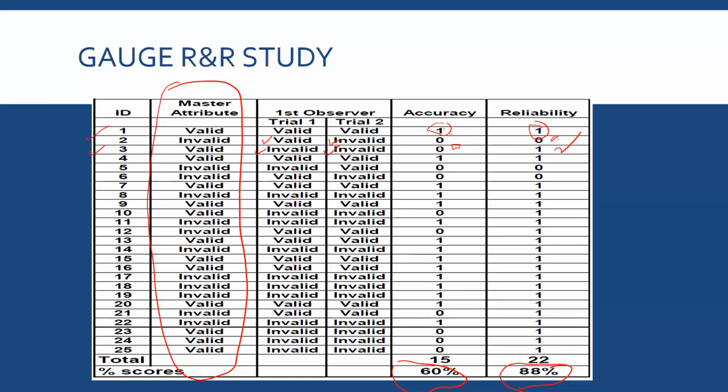You add the numbers. So 1, 2, 3, 4, 5, 6, 7, 8, 9, 10, 11, 12, 13, 14, 15. So you'll get that to be 15. Divide that by 25. You will get 60% as an accuracy. Reliability, the same thing. You add the ones together, you will see 22. You divide it by 25, you will see an accuracy percentage of 88%, and this is how we conduct the KHR and R.